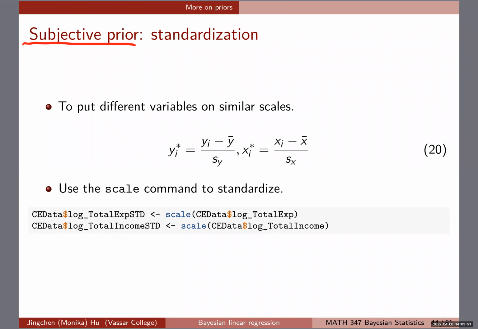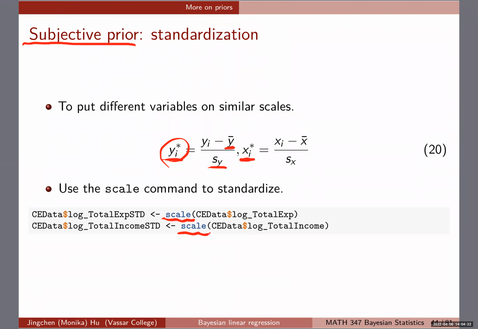To do that, we actually need to, first of all, standardize the data. For those of you who have done standardization before, you know that for any data point, let's just say yi, for the standardized version, we put a star next to it. Standardizing means that we subtract the mean from each observation and divide it by its standard deviation. You do that for the y's, you do that for the x's. In R, the scale function can do all that for you. So it will be pretty straightforward.